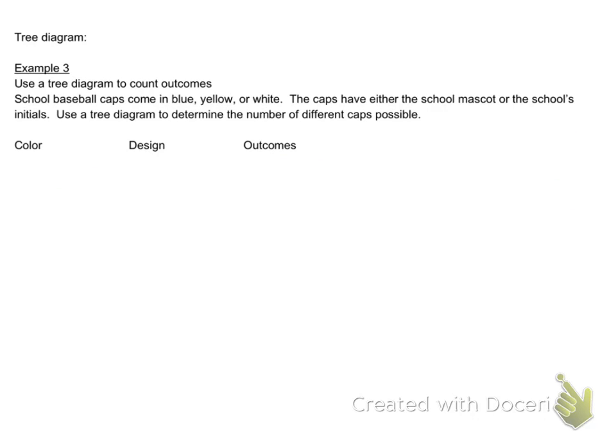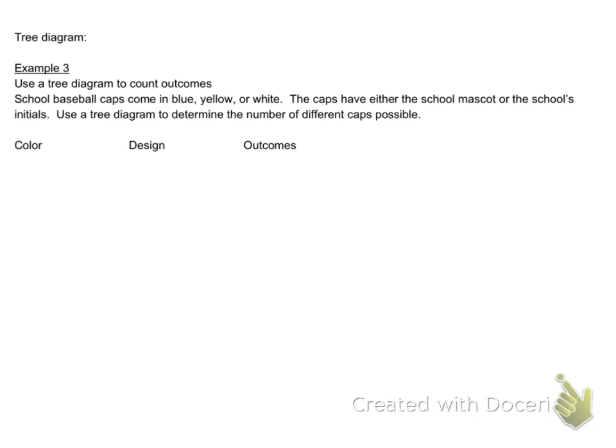Now, what if we talk about this? Using a tree diagram to help find the probability. It says, using a tree diagram to count the outcomes. School baseball caps come in blue, yellow, or white. The caps have either the school mascot or the school's initials. Use a tree diagram to determine the number of different caps possible.